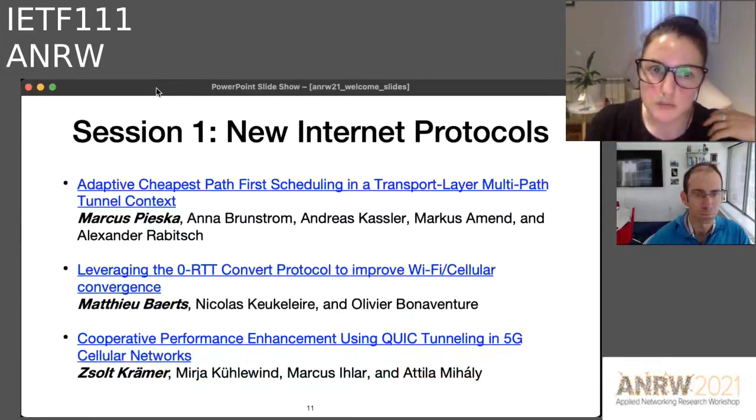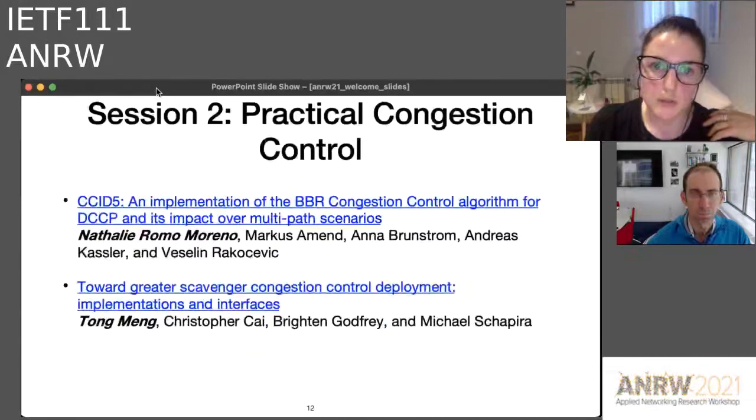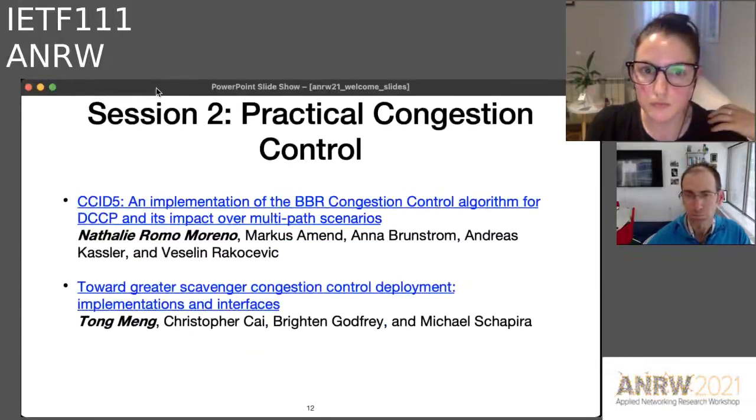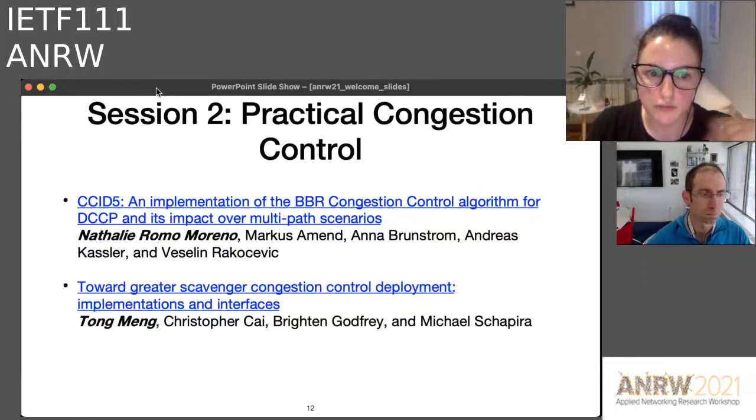So today, as Nick was saying, we have the new internet protocols with 3 papers, followed by practical congestion control with 2 papers. So hopefully the slot that we have assigned fits perfectly. Today, Anna Brunstrom and Teresa Einhardt are going to help us as the 2 session chairs.